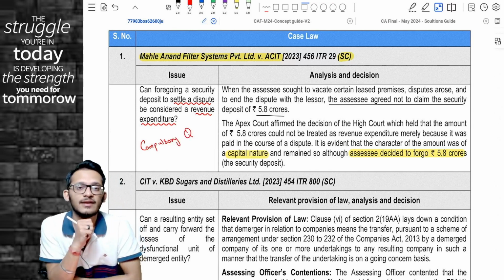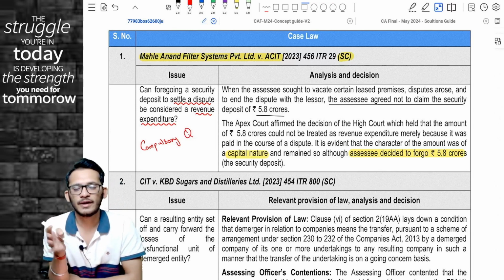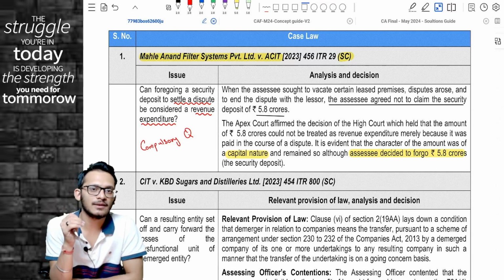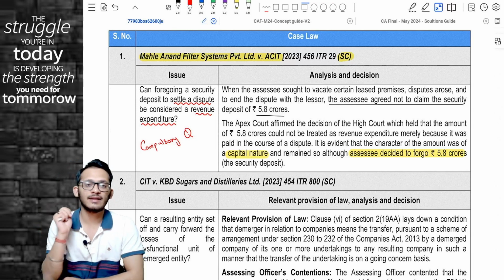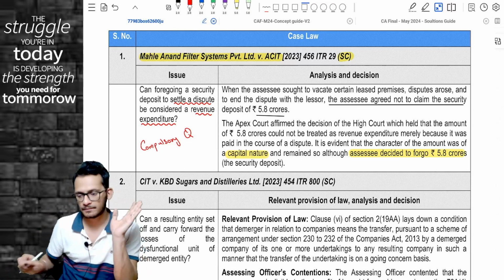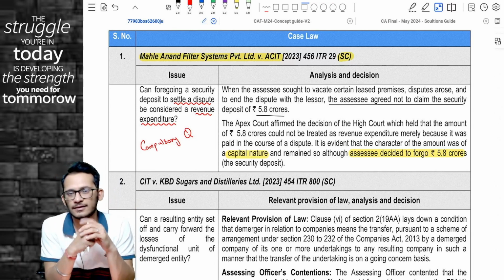You may get a question where they will say the net profit includes a loss on foregoing of security deposit which is given to a landlord due to some disputes. In this case, you will say, since the apex court has decided that this is a capital expenditure, the loss has to be disallowed, full stop. The loss has to be disallowed and you will close the answer. Case law number 1, done.